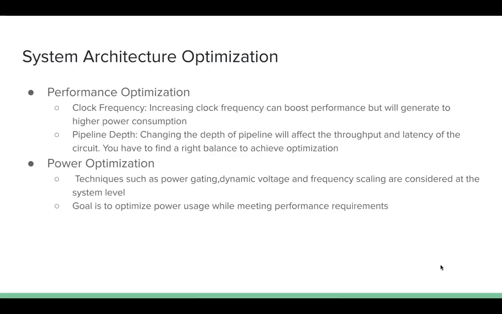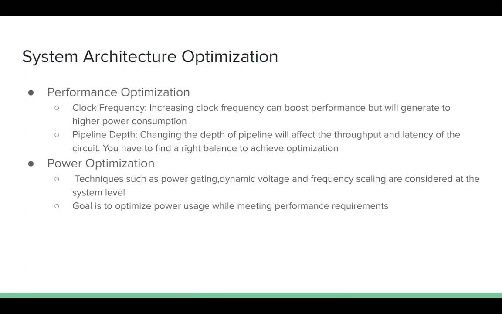So the first level that we're going to be talking about is the system architecture level. Some of the key concepts we have to talk about are performance optimization and power optimization. When we're talking about performance optimization, there are two things: clock frequency and pipeline depth. In terms of clock frequency, increasing it can boost performance, but it can also generate high power consumption, which can affect the chip overall.